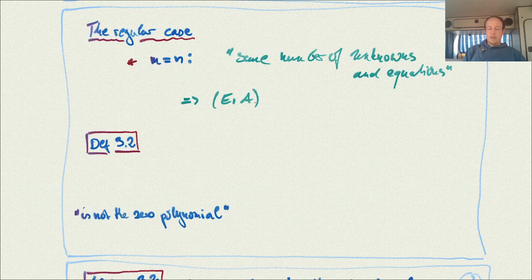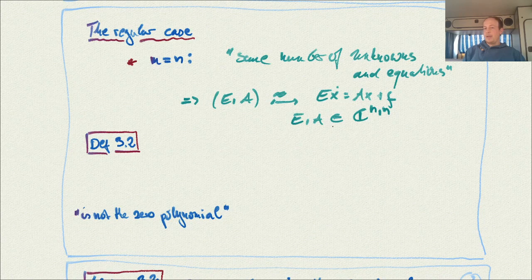And this in particular now means that E and A, as they describe this DAE E x dot equals A x plus f, we want to have both E and A to be square matrices. Now we stay with the complex numbers, but it doesn't matter so much at this point. But what is now important, M is N, so we will consider E, A to be square matrices of size N. And only for square matrices the next definition will make sense, as you will notice very soon.